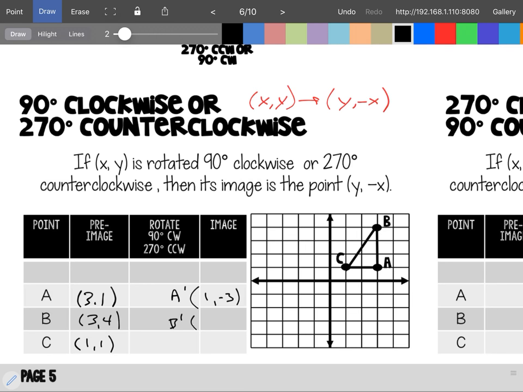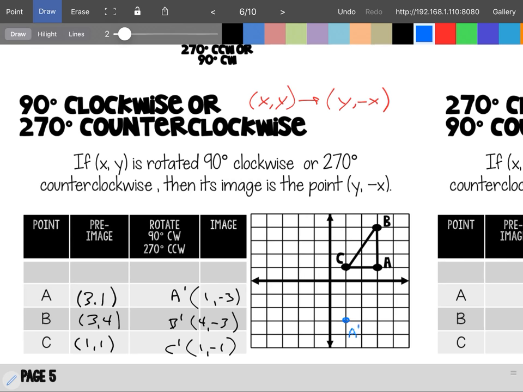And then for B prime, the y value goes first, and then the negative of the x value. And then for C prime, again, the y comes first, and then the negative of the x value. So those are the 3 points we have to plot, according to that rule. So A prime is going to be at (1, negative 3), which is going to put us right here. That'll be A prime.